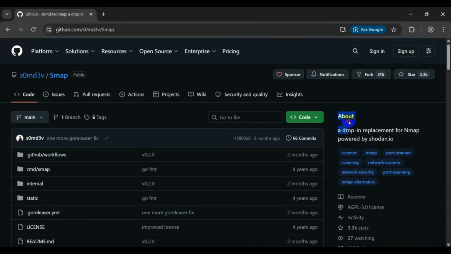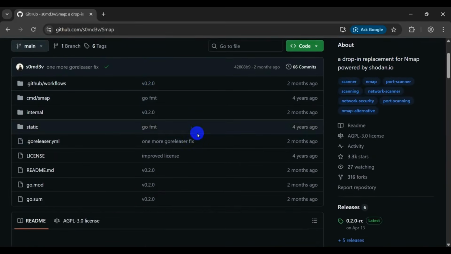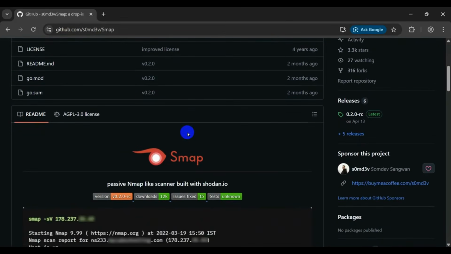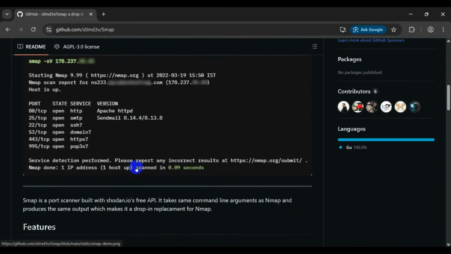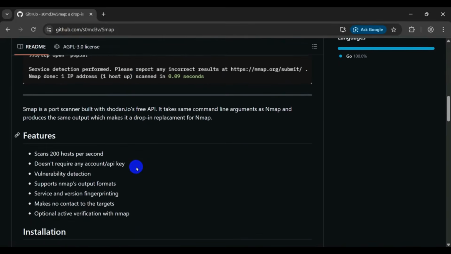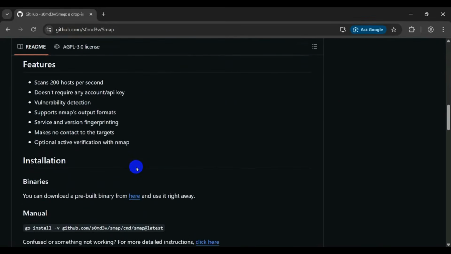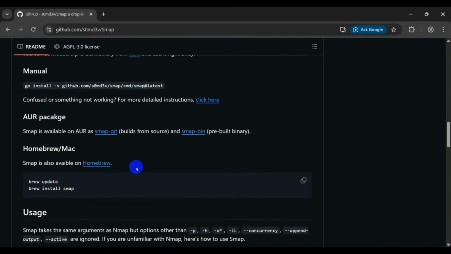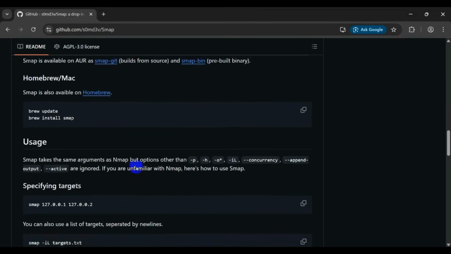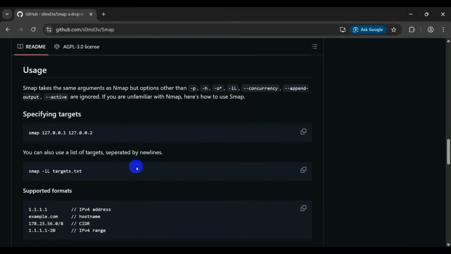Next is SMAP. SMAP focuses on passive port scanning. Instead of sending packets directly to targets, it leverages existing Shodan scan data to identify exposed services and open ports. This approach provides an important advantage. Because SMAP relies on previously collected information, researchers can gather intelligence without directly interacting with target systems. In many situations, this offers greater stealth and reduces detection risks compared to active scanning techniques.